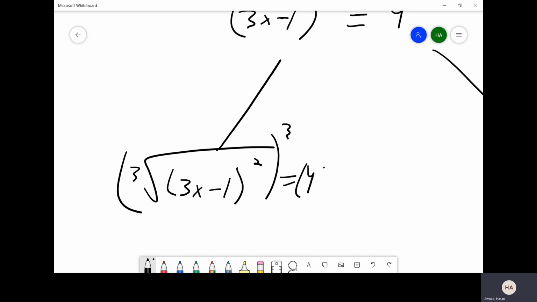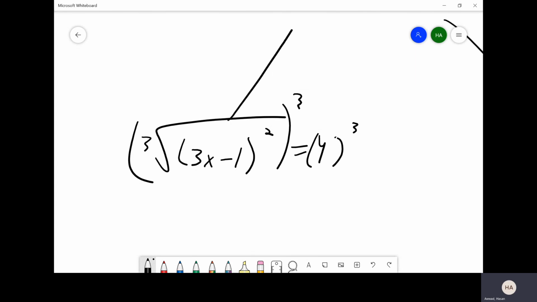Oops, I had a 3 in my head and I wrote a 3 there instead of the parentheses. My mistake. Okay, so cubing both sides, that's going to cancel here, that's going to cancel here. We're left with (3x minus 1) squared is equal to 4 cubed. Well, 4 cubed is going to give us what? 4 times 4 is 16, times 4 again. Well, 16 times 4 is 64.